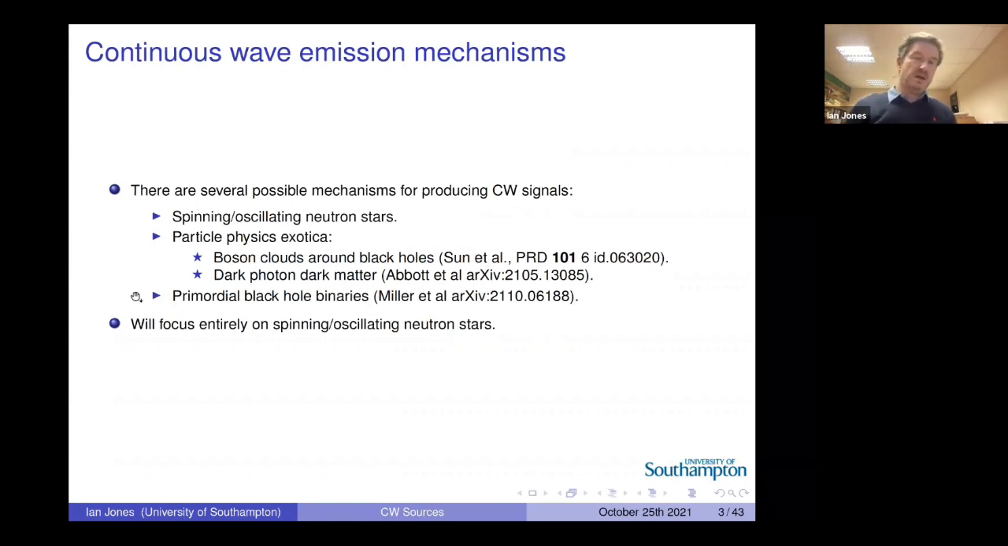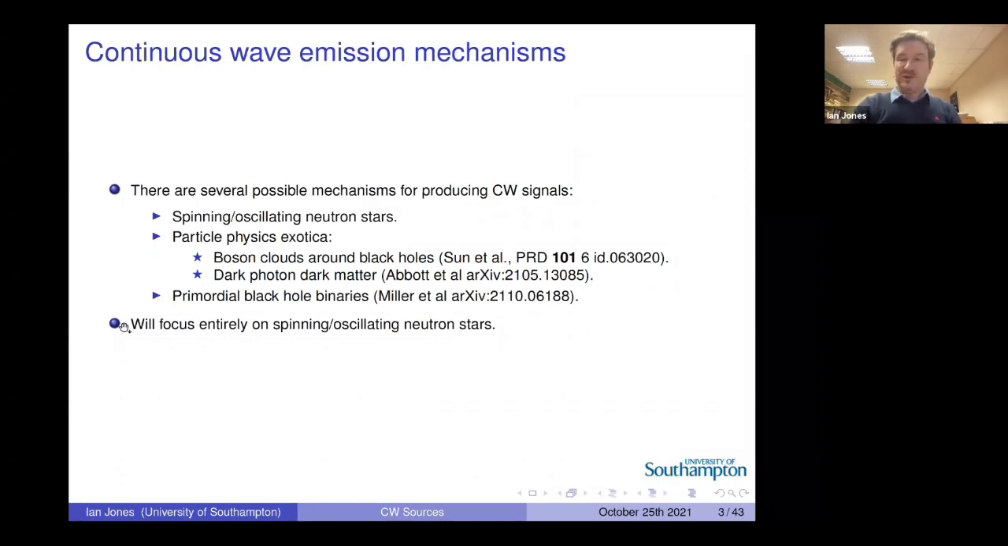Then, in my opinion, somewhat less speculatively, is the idea that maybe there are some primordial black hole binaries left over from the early universe. The idea here is that if they've got sufficiently low mass, they could be in the right frequency band for LIGO to detect as continuous wave sources. And there's been some analysis of LIGO data looking for those.